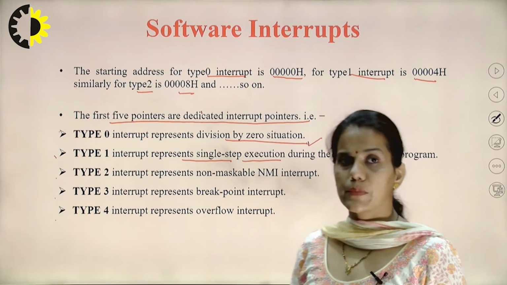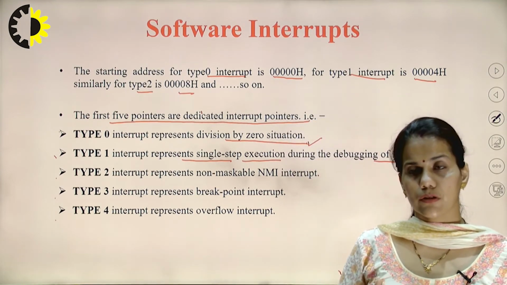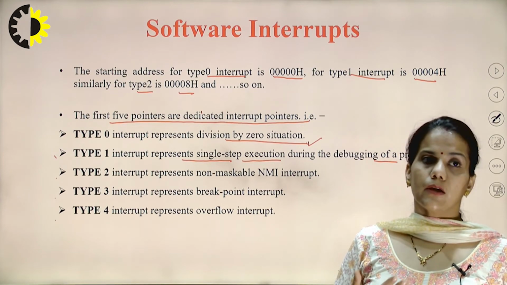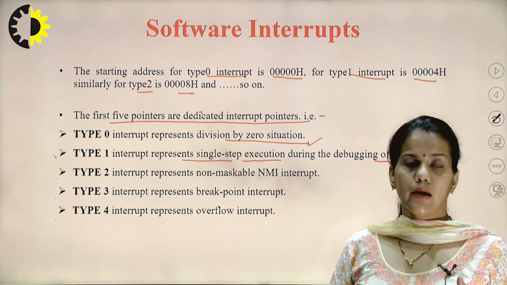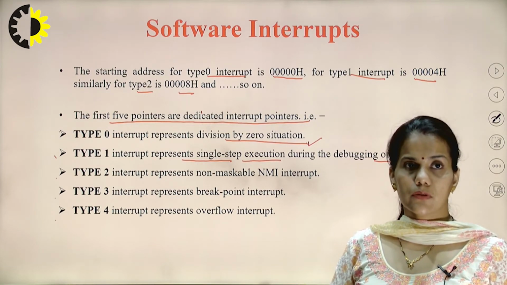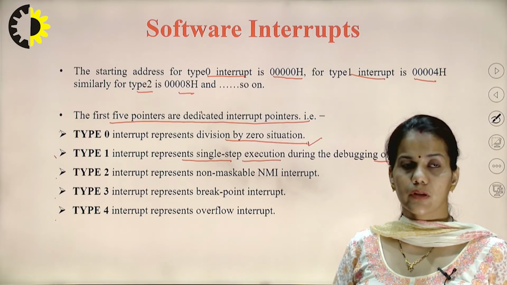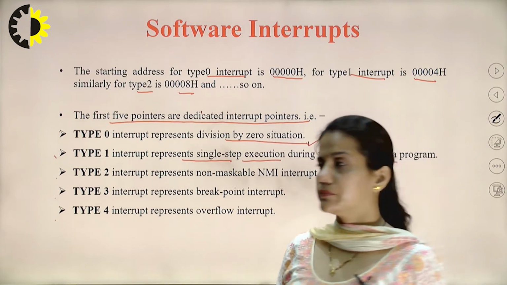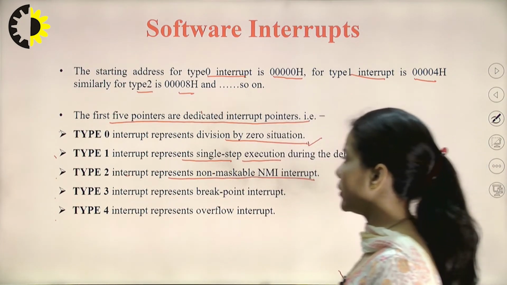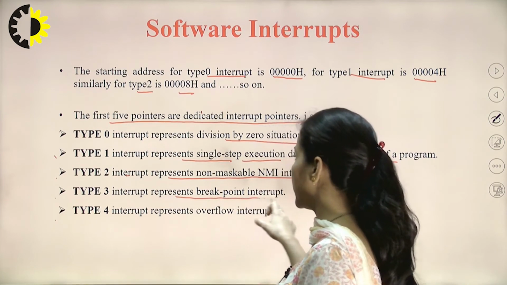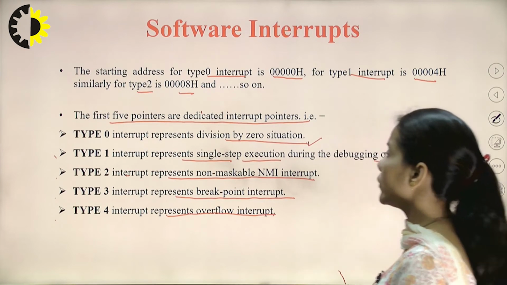So single step execution means that the debugging is done during every instruction, and the corresponding variable values or the errors are displayed during the execution of every single instruction. Type 2 interrupt represents non-maskable NMI interrupts. Type 3 interrupt represents breakpoint interrupts, and type 4 interrupt represents overflow interrupt.